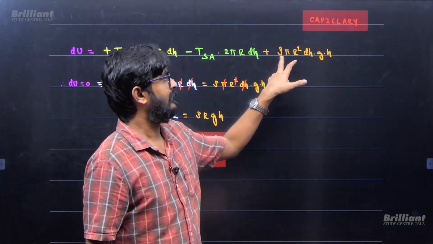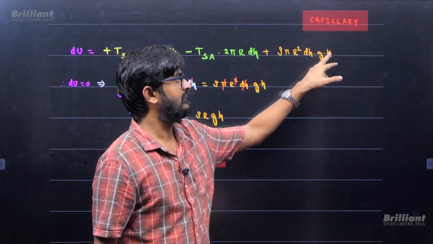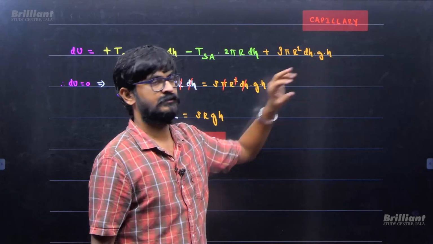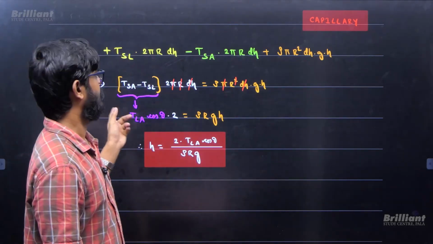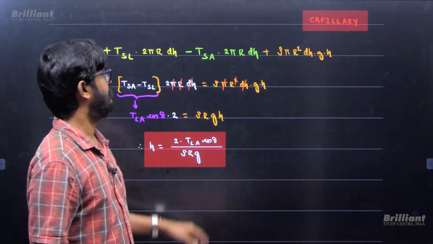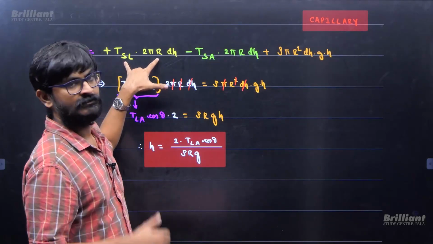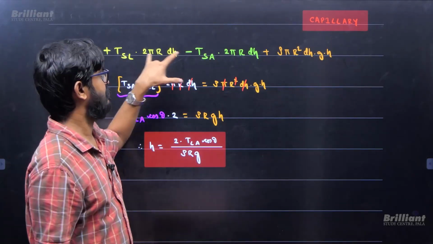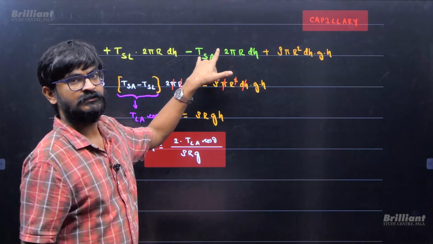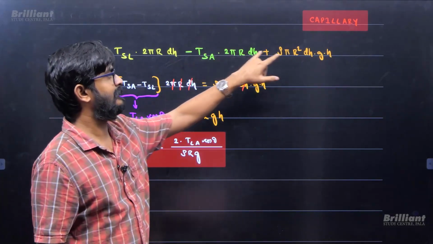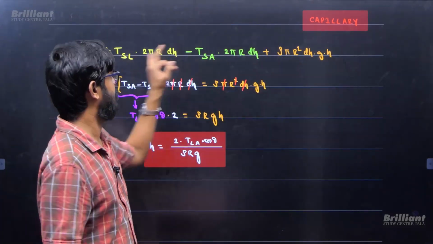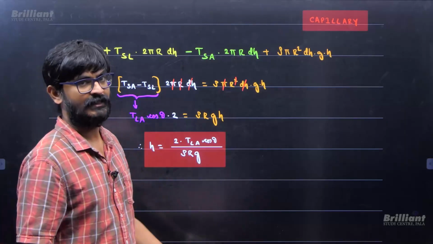So mgh, right? So that's the increment in potential energy. Increment in solid liquid interface energy, decrement in solid air interface energy, and increment in gravitational potential energy. That is the small change, right? But that has to be 0.